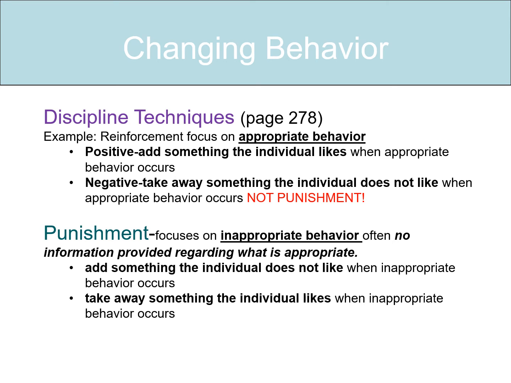So punishment focuses on inappropriate behavior, and often, as we mentioned before, there's no information provided about what is appropriate. With punishment, we add something to the individual that the individual does not like when inappropriate behavior occurs, and we take away something the individual likes when inappropriate behavior occurs. So you can see that negative reinforcement is the opposite of punishment.